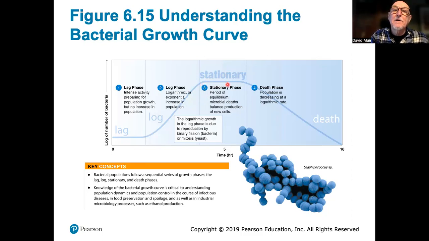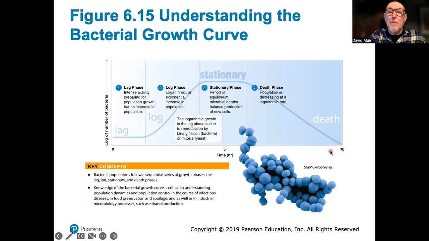We enter a period of equilibrium where as many cells are produced as die. The population level remains constant. And this is called stationary phase. Even that can't continue forever because now the conditions become positively hostile: very little nutrient, high levels of waste, etc. And now more cells die than are produced, and fewer and fewer are produced, and more die. In fact, they do so at a logarithmic rate again. And this is called the death phase.